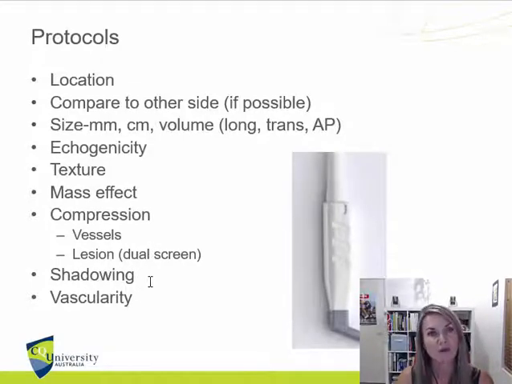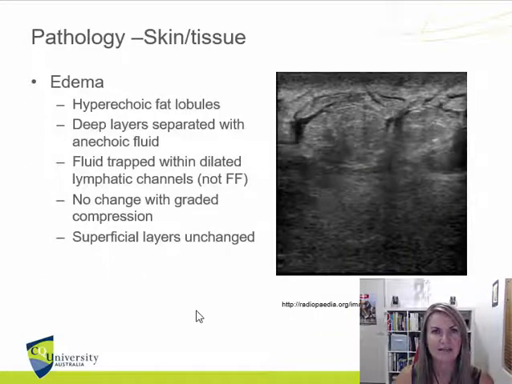Shadowing is important for foreign bodies. We'll talk a bit more about that. So whether you are seeing that posterior shadowing to indicate that it is a foreign body, and vascularity, which we talked about, to show whether there is some infection going on there.